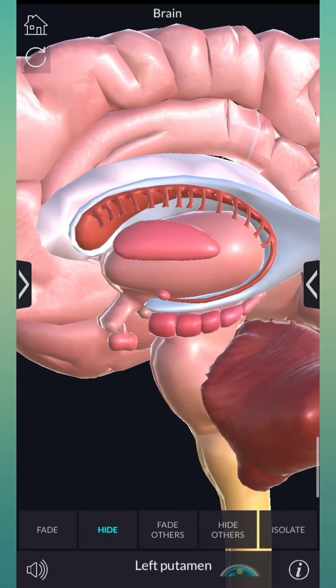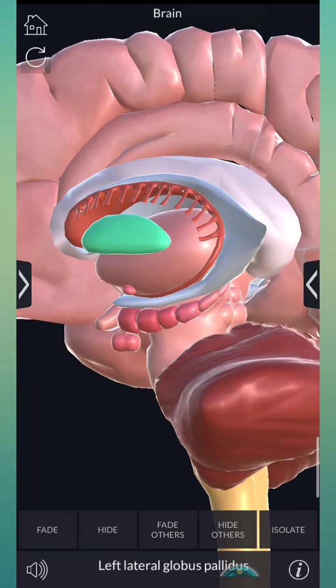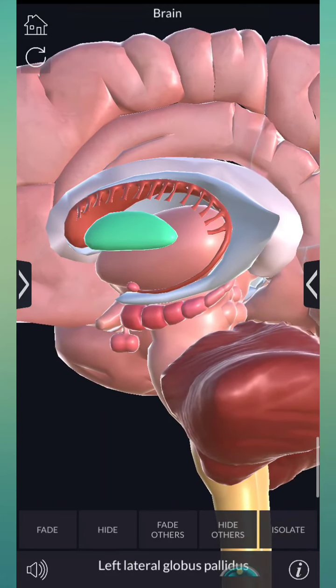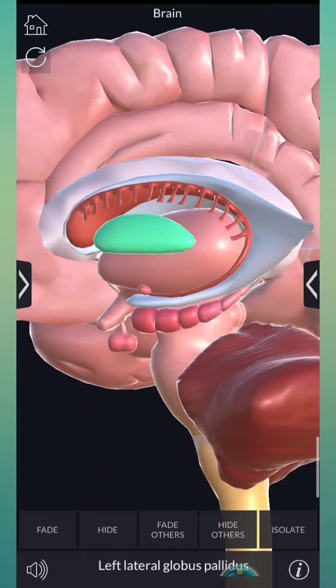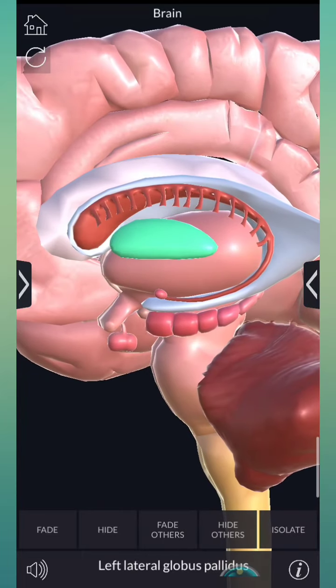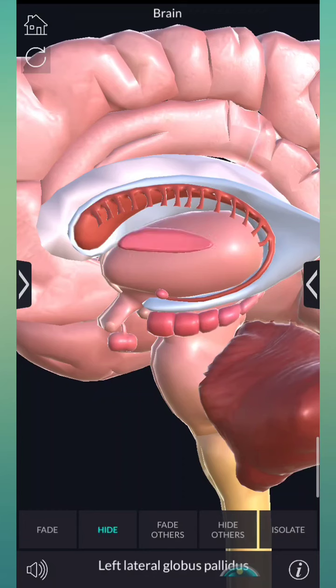Behind the putamen you can see the lateral globus pallidus. This part is the lateral globus pallidus. It is a triangular shaped subcortical structure of the brain. It controls conscious and proprioceptive movement. It is sometimes described as the sixth sense. Sometimes we can say this part is the sixth sense of the brain, the sixth sense of the human body. So this part is hidden from here.